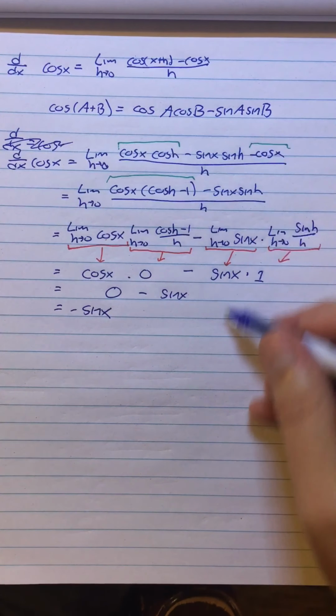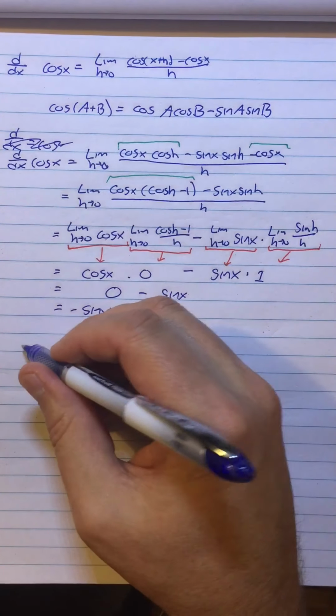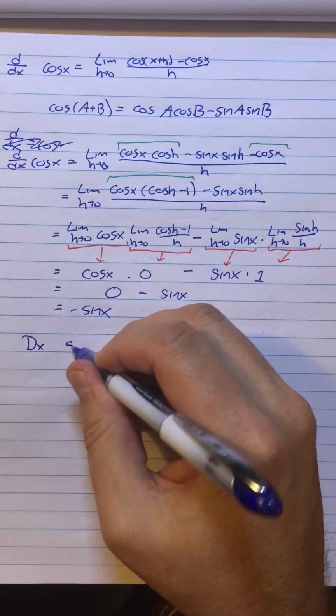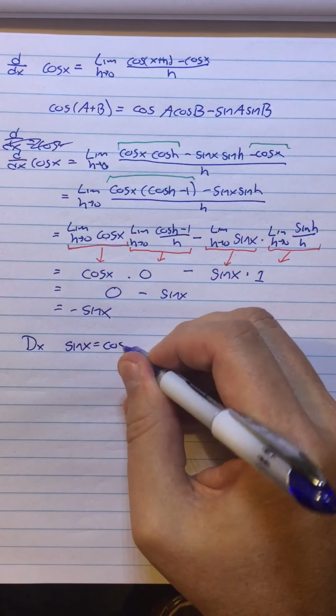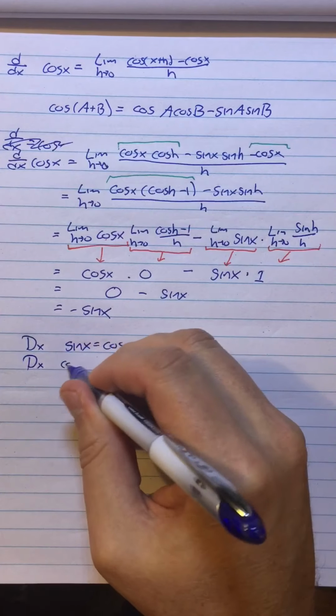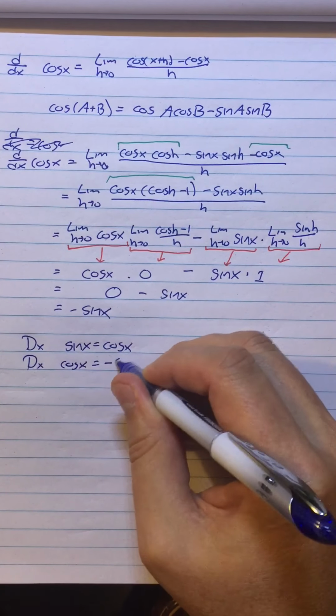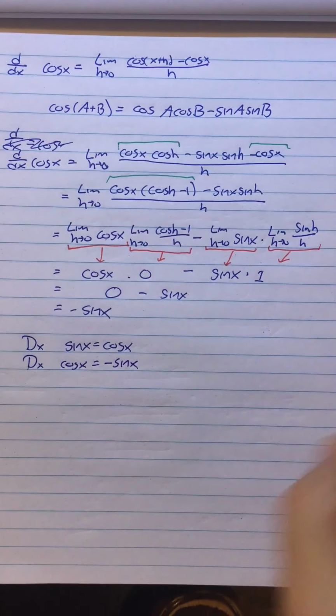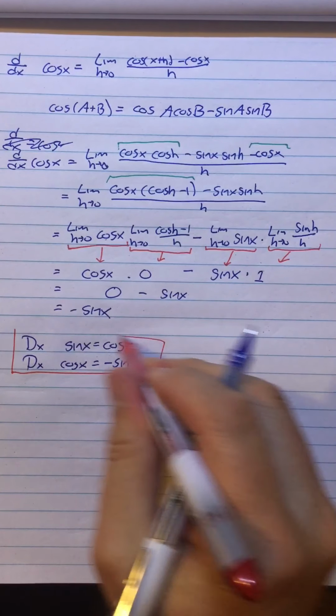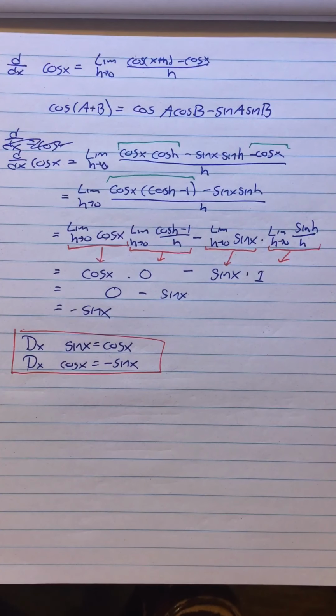Okay, you do not have to be able to do this stuff. You have to know that the derivative of sine of x is cosine x, and the derivative of cosine x is negative sine x. All right, you need to know those two things. Now, this is the beginning of a long list of derivatives that you are going to need to know. We're going to get another one in a minute.